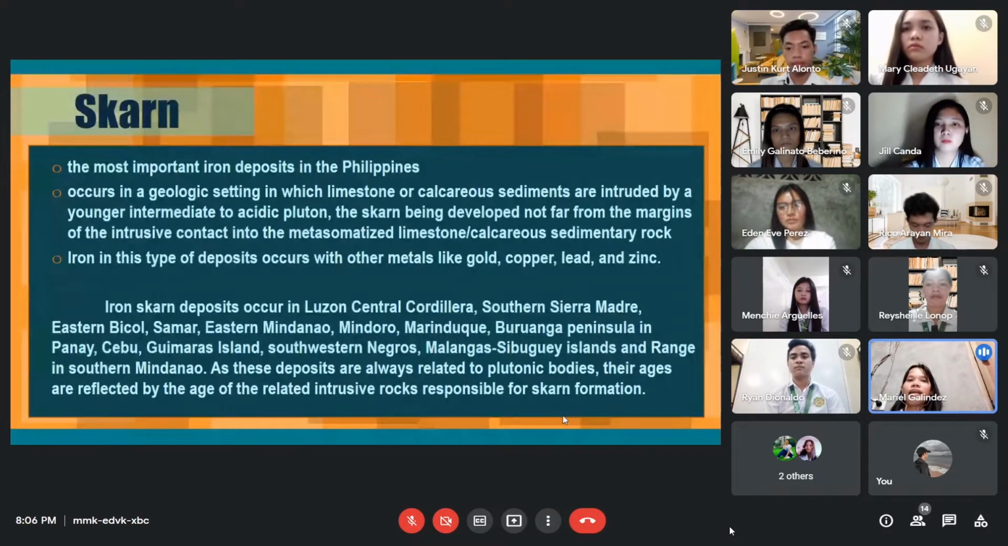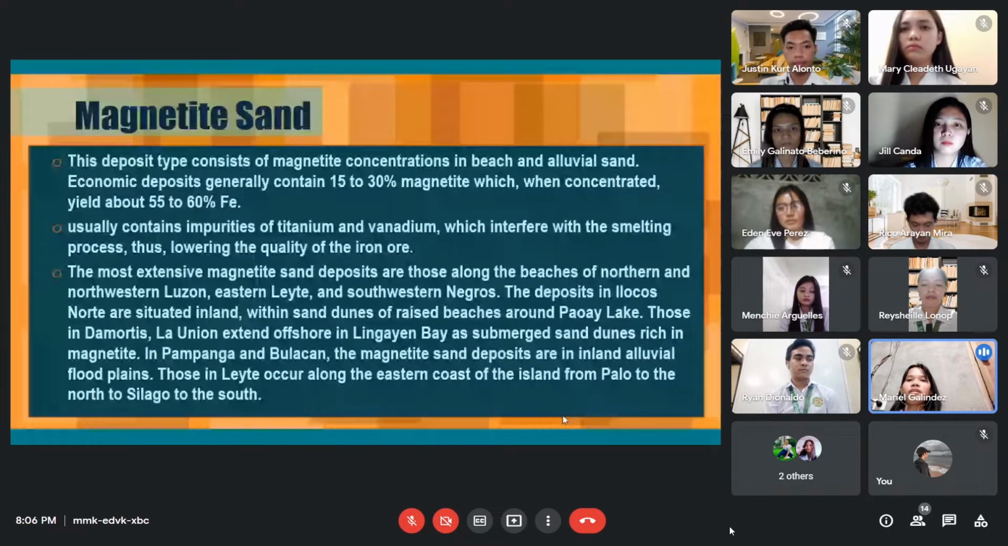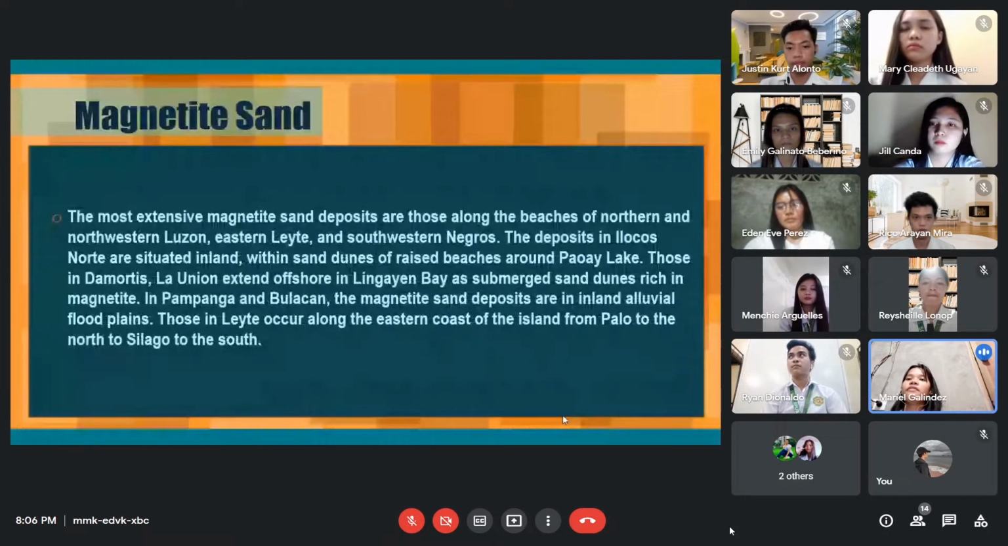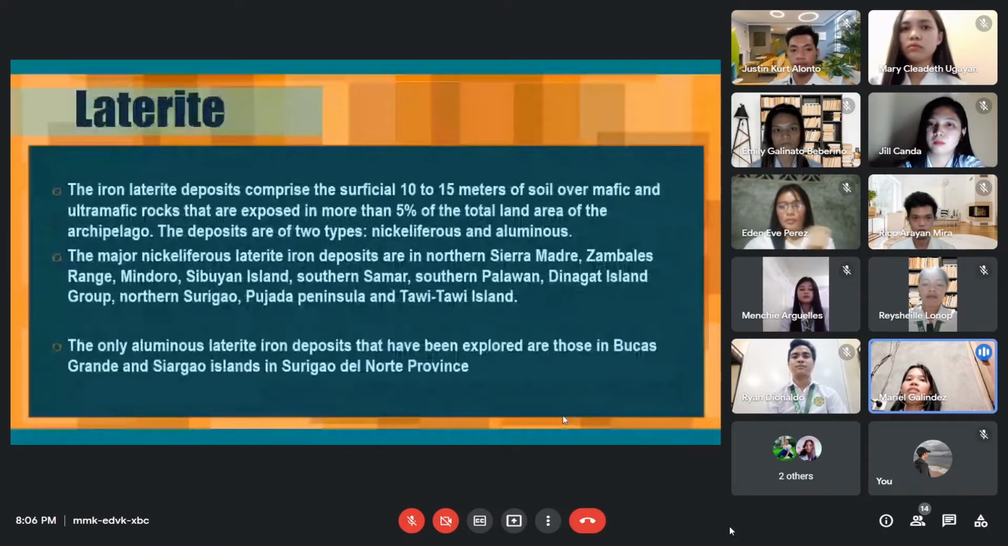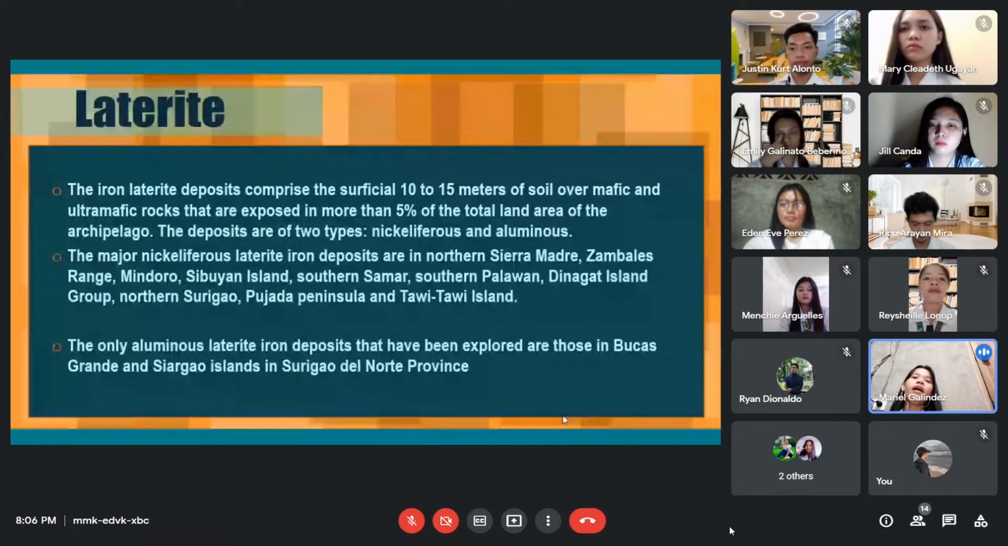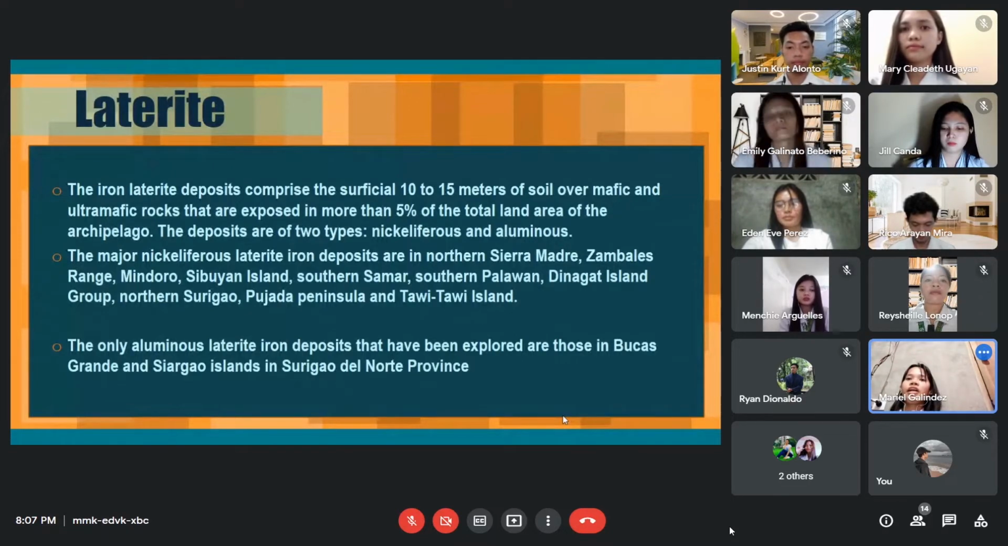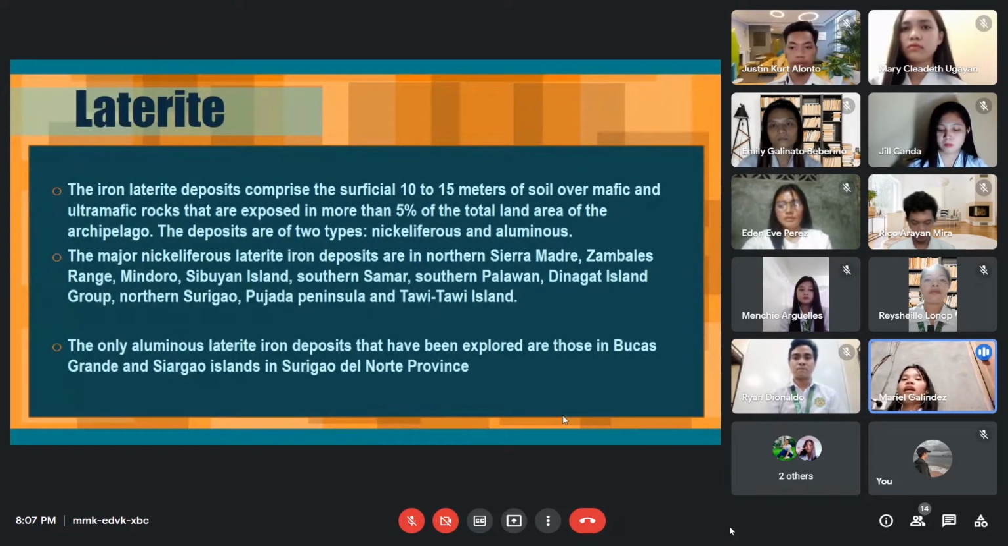So next is laterite. The iron laterite deposits comprise the superficial 10 to 15 meters of soil over mafic and ultramafic rocks that are exposed in more than 5% of the total land area of the archipelago. The deposits are of two types, nickeliferous and aluminous. In Claver, it is one of the biggest nickel laterites, and that is an example of nickeliferous. And then laterite soil is formed in wet and hot tropical areas.